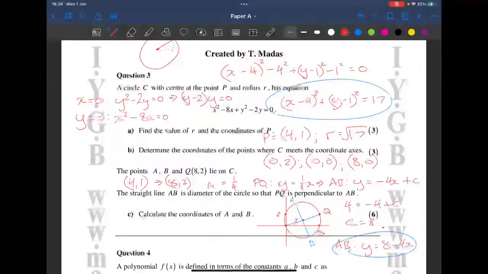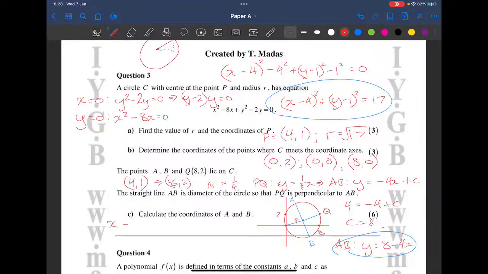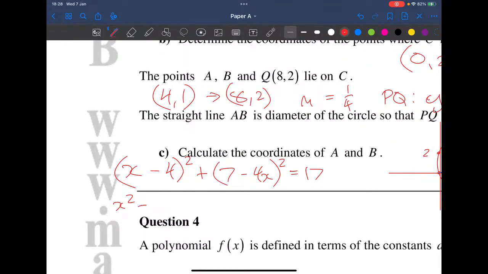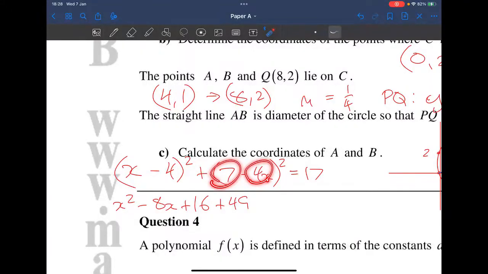So let's do that quickly. What we're going to have is x minus 4 all squared, plus the y, which now is 8 minus 4x. So if we want one less than that, it's 7 minus 4x. That all still gets squared, and it's all still equal to 17. So expanding the first bracket, x squared minus 8x plus 16. And then for the second bracket, we'll have a 49. 7 times 4 is 28, double that's 56, so we'll take away 56x, and then we'll add on 16x squared, and that will equal 17.